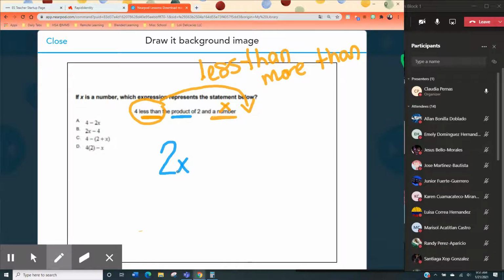And it's going to be 4 less than that. So I'm going to do minus 4. I'm not going to do 4 minus 2x. I'm doing 4 less than 2x. So you need to remember less than and more than: you're putting the sign after.